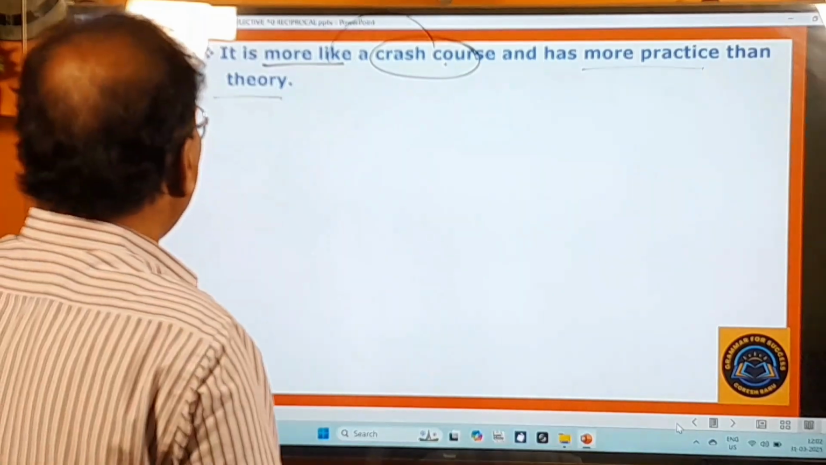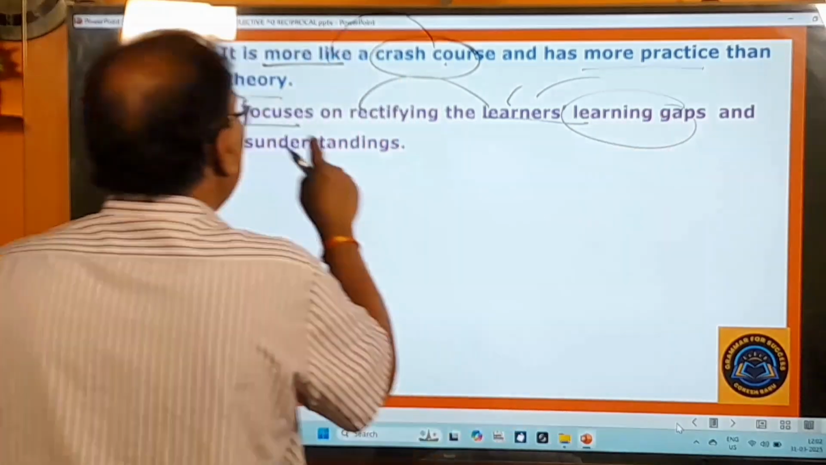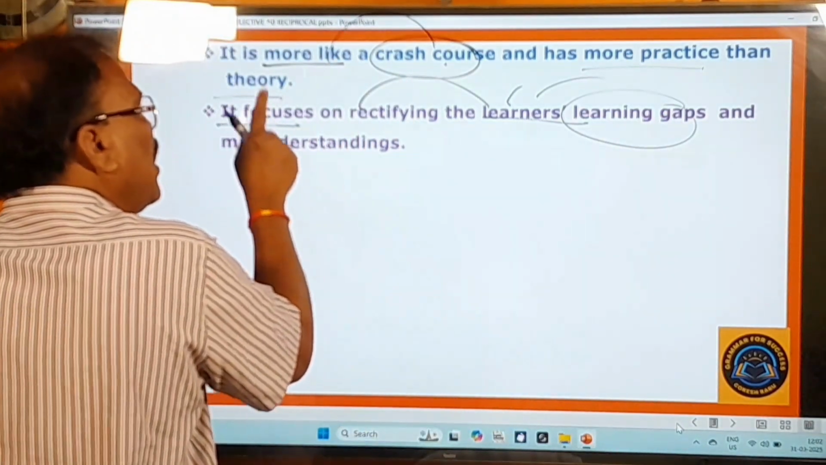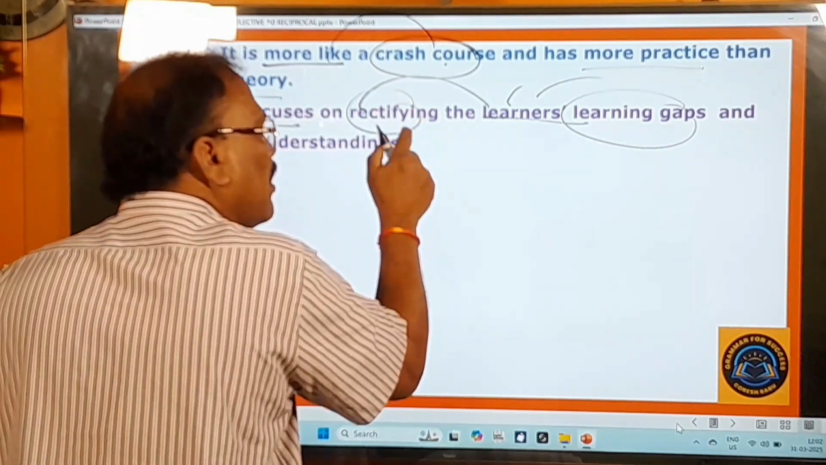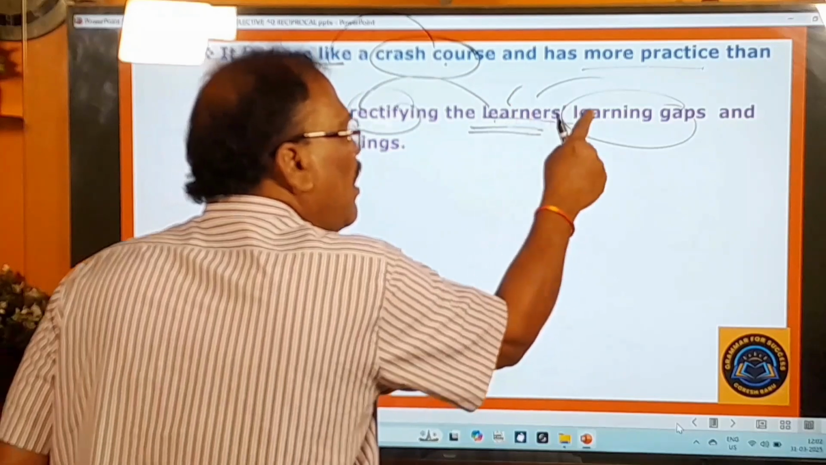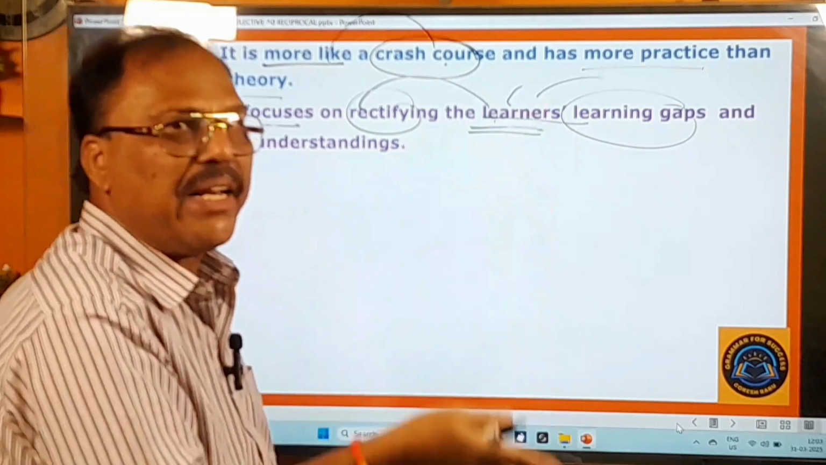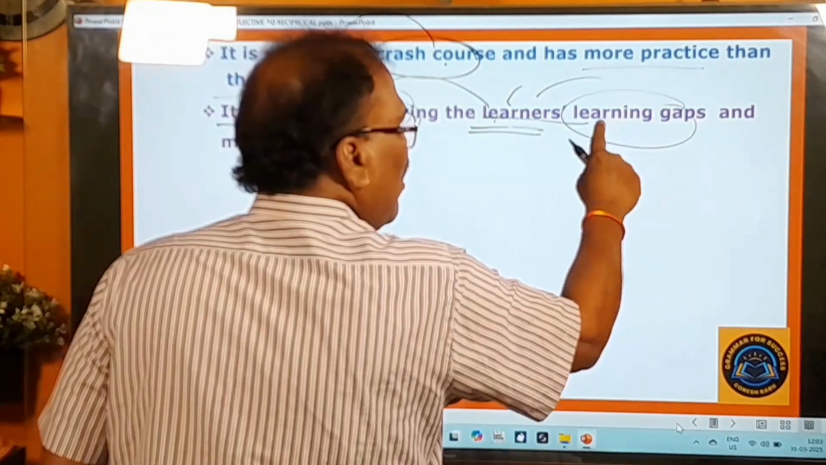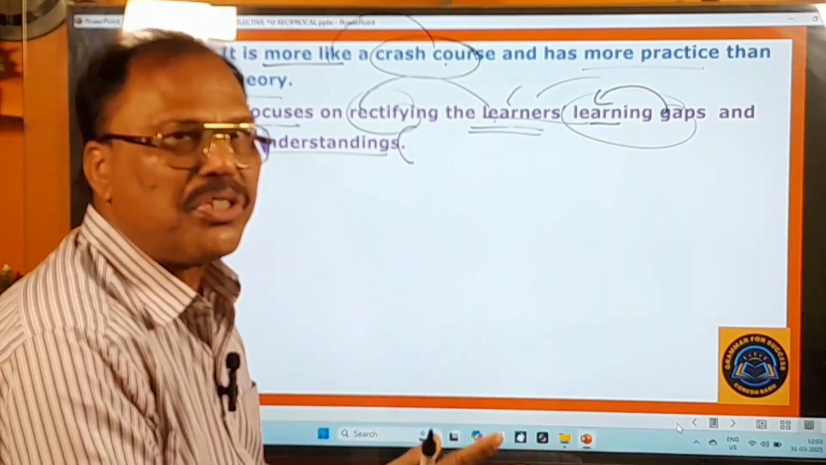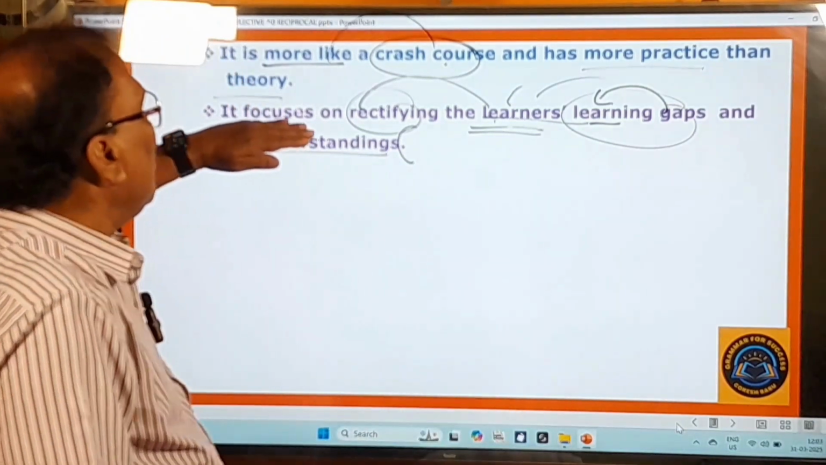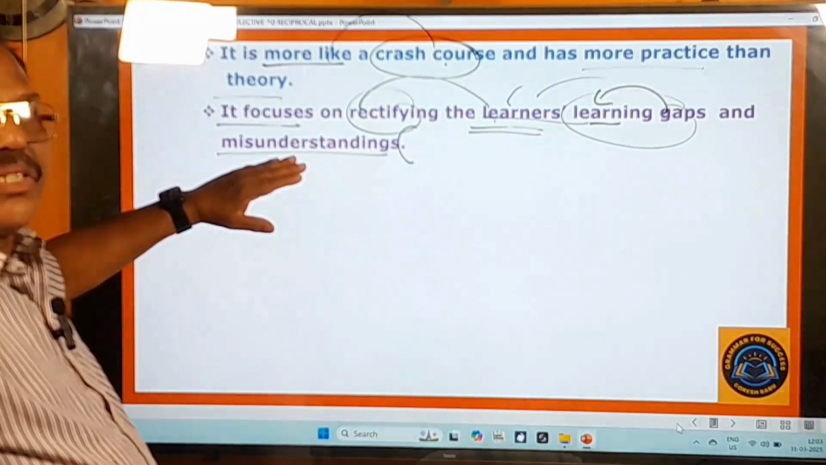And we move on to the next point. What is that? It focuses on rectifying the learners' learning gaps. This remedial teaching, what does it do? It focuses on, it concentrates on rectifying, meaning correcting, what? The learners', meaning the students', learning gaps. Learning gaps means gaps in knowledge, deficient areas in knowledge. That is the meaning of this phrase, learning gaps. And misunderstandings means mistakes, errors or confusions. So this remedial teaching will try to rectify the learners' learning gaps and also their misunderstandings.